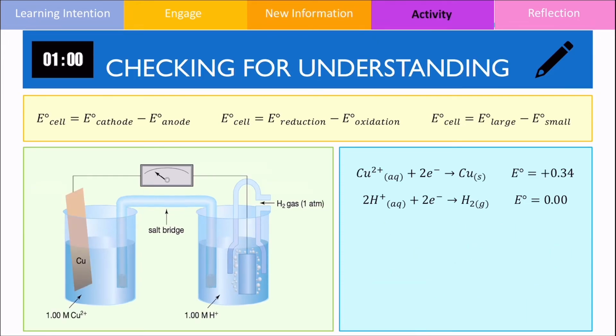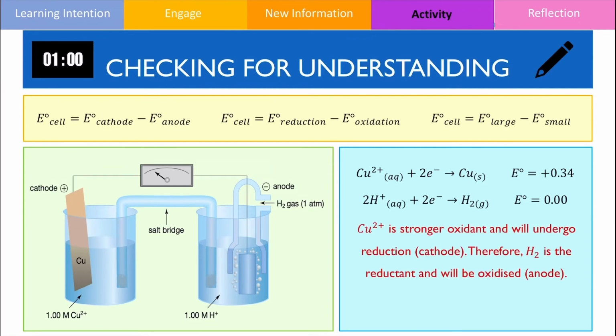Please pause this video and find out what is the overall cell potential across these two half cells. In this question, copper 2 is the stronger oxidant and will therefore undergo reduction at the cathode. Therefore, to calculate the overall cell potential, we do this by going the larger value, subtracting it with the smallest value, and this will therefore give us an answer of positive 0.34 volts. Let's now look at another example.